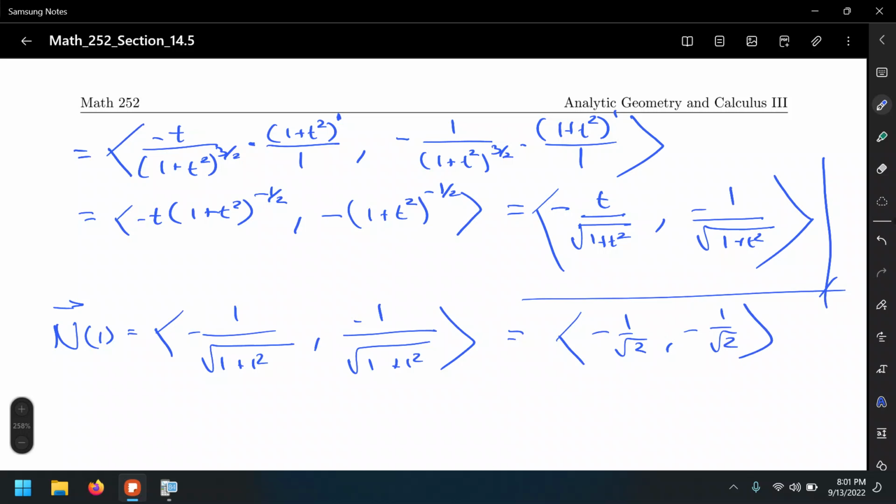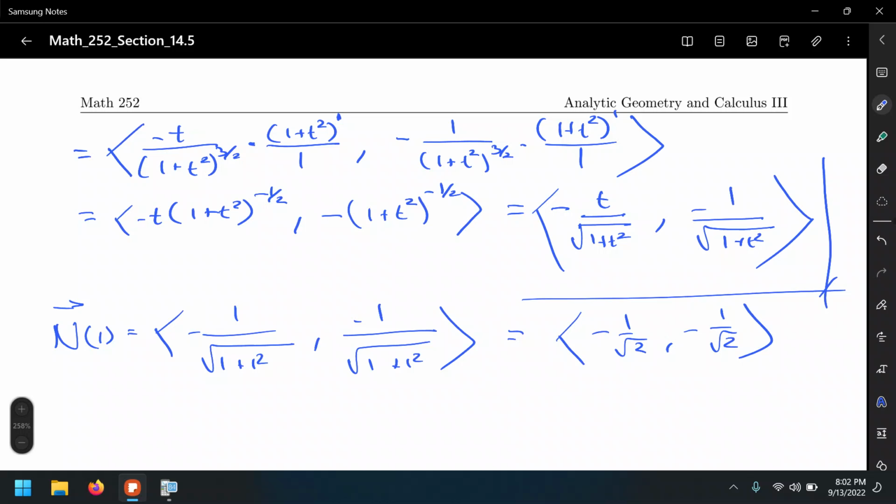Okay, so that's the vector at n equals 1. Now let's check the connection. This is supposed to be a unit normal vector, all right? But we really don't have to find the magnitude of this vector. If you want to find the magnitude to verify that, that's fine.